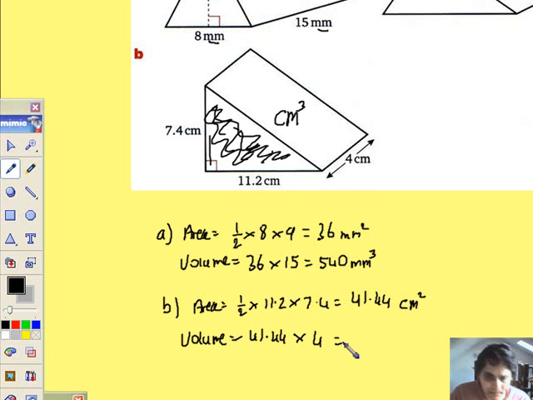So the volume is going to be the surface area there, multiplied by how deep it goes in. So multiply it by 4, and I've got an error. Let's just do it again. 41.44 times 4. There you go, that's better. I've got 165.76 centimeters cubed. Now I reminded you that that's what it was going to be. And the last one we'll work out up here, I think.